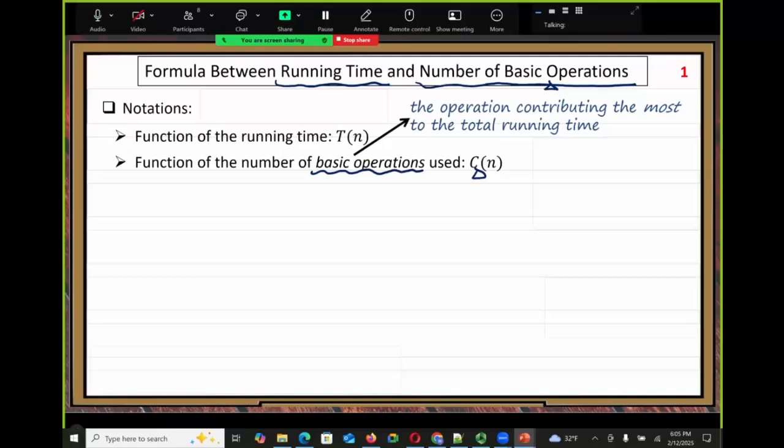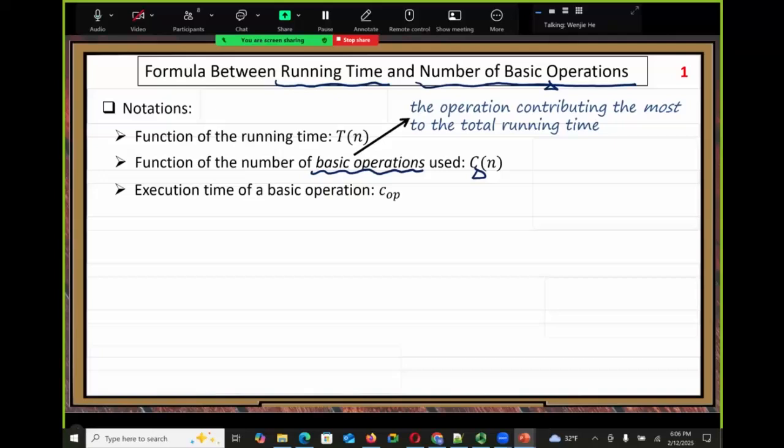In other problems, for example, the selection sort, you have the comparison operation. You also have the assignment operation, right? But if you compare these two operations, you can see the comparison operation contributes the most. Even if two elements have the same value, you need to do the comparison.